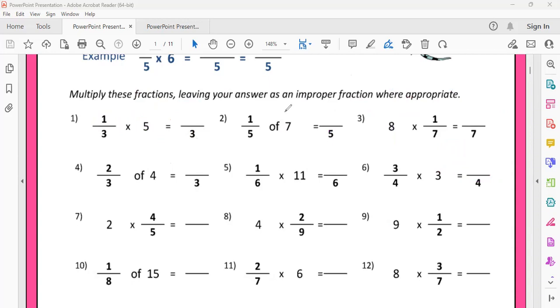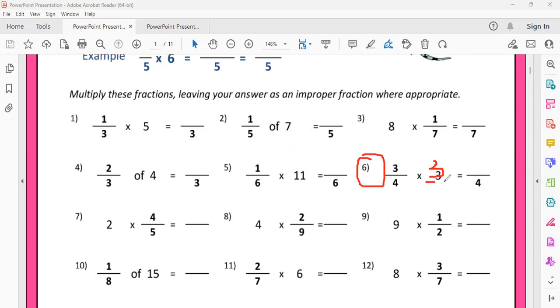So 7 means it's not 7, it's 7 over 1. So of means times. So 1 times 7, 7. 5 times 1, 5. Okay, now your turn to do. All of you, chat. Okay? Do number 6. Put your answers in the chat.